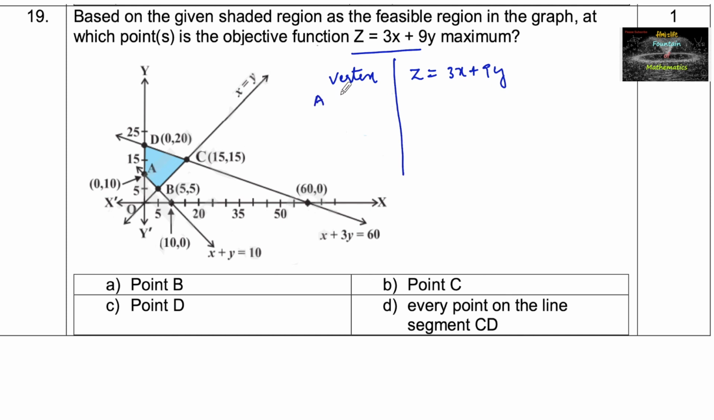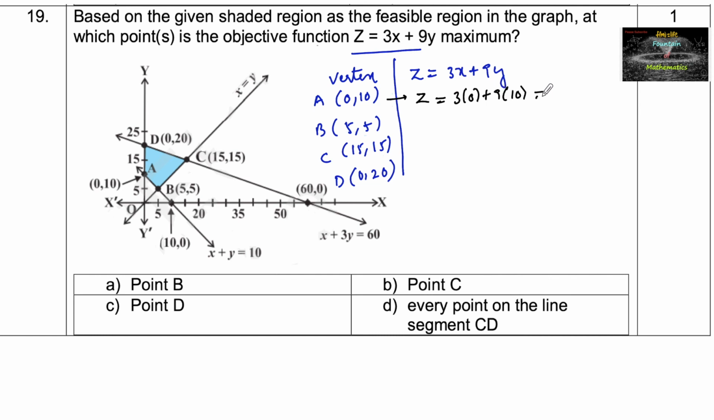First A (0, 10), B (5, 5), C (15, 15) and the point D (0, 20). Set vertex A (0, 10). So the objective function z is equal to 3 into 0 plus 9 into 10, it's 90. And at B the objective function z is equal to 3 into 5 plus 9 into 5, 15 plus 45, it's 60.